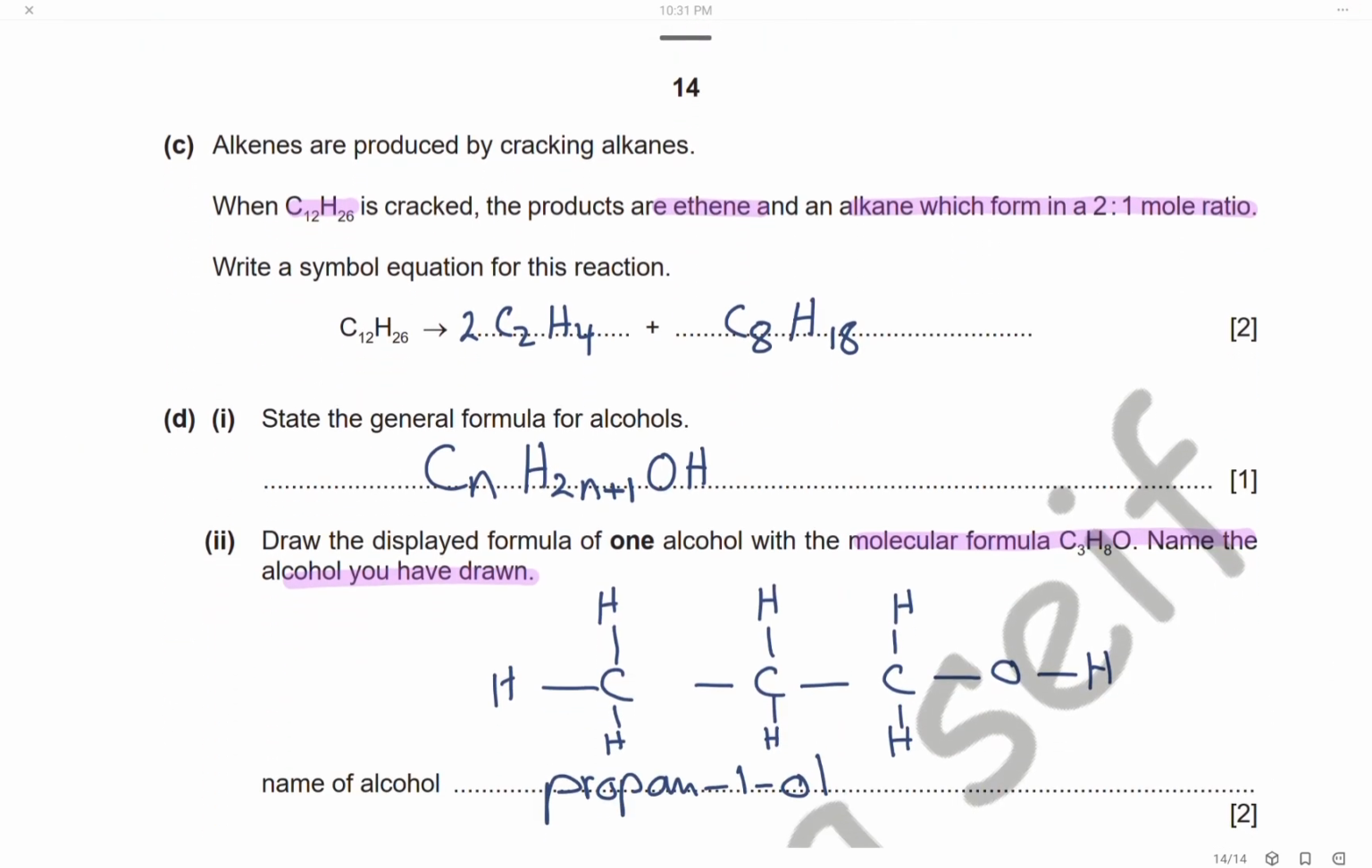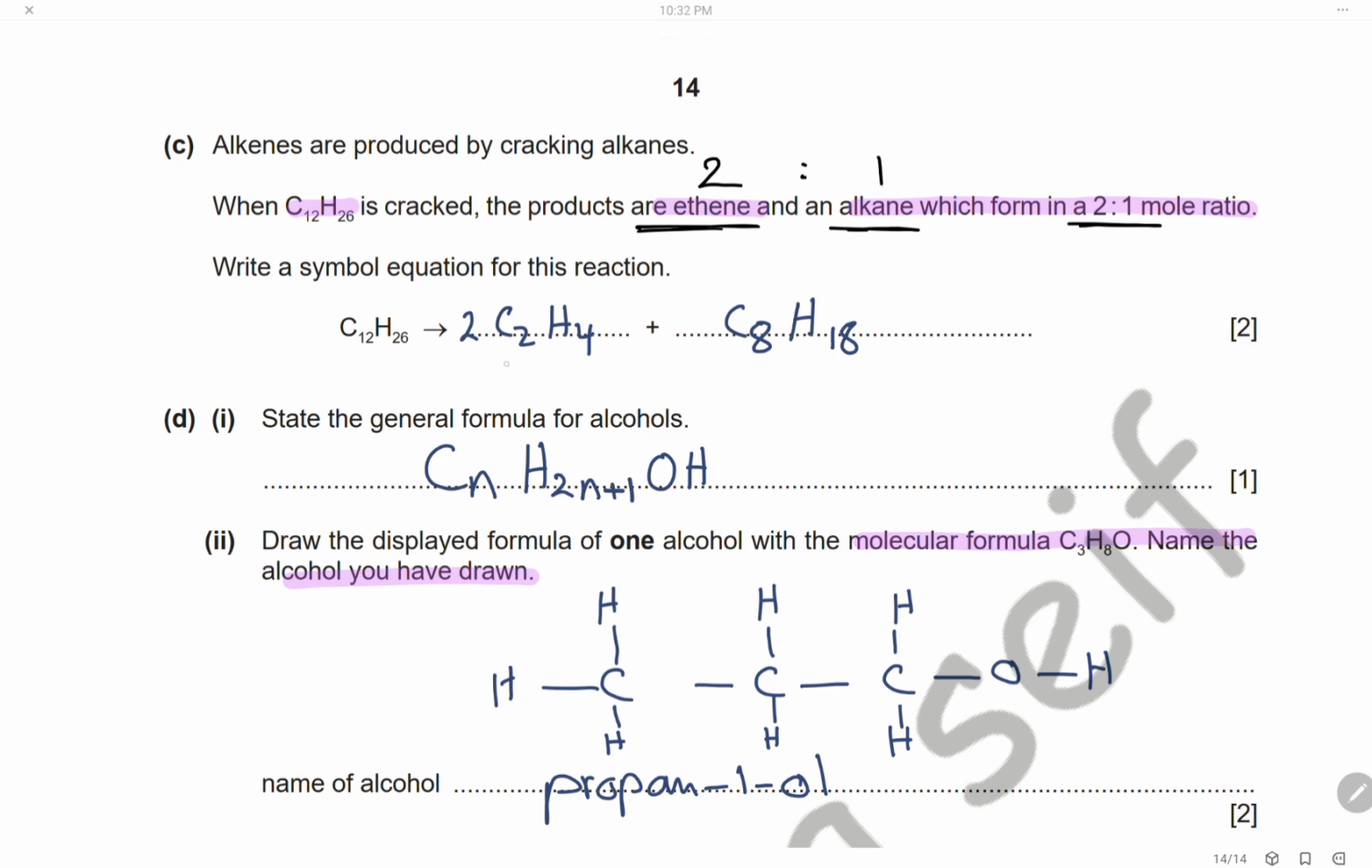Alkenes are produced by cracking alkanes. When C12H26 is cracked, the products are ethene and an alkane, which form in a 2:1 mole ratio. So we have a ratio of the ethene to the alkane of 2:1, 2 ethene molecules for 1 alkane molecule.